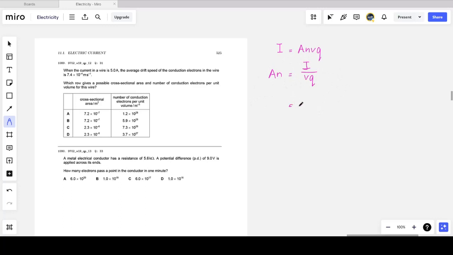And let's put the values in, shall we? So the current is 5 amperes, that's given. So that's 5. Again, I don't need to write the units if everything is in SI units. It's 5 divided by 7.4 times 10 to the minus 4. And the charge carriers are electrons, and they have a charge of 1.6 times 10 to the minus 19 coulombs.